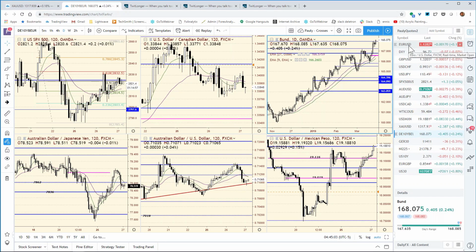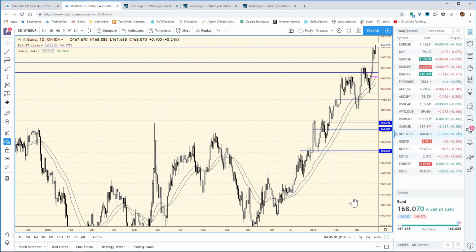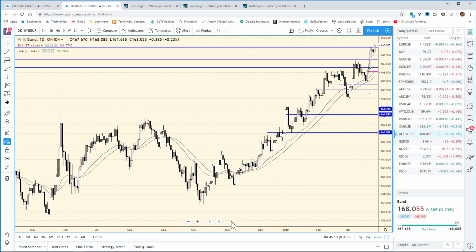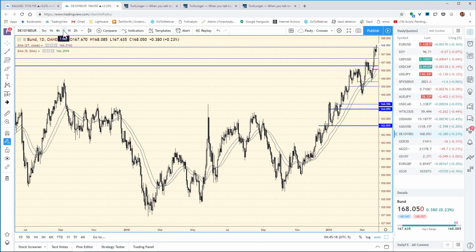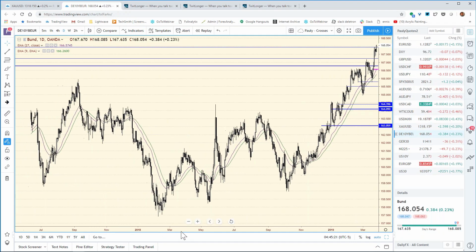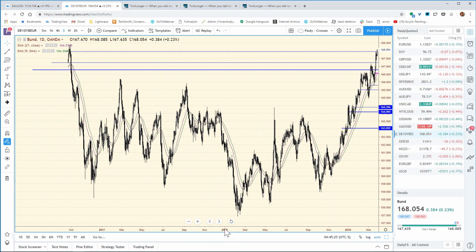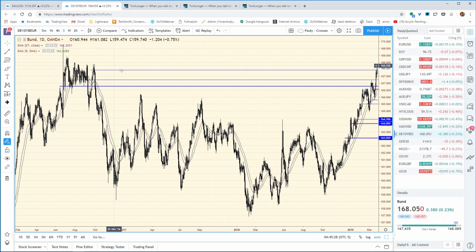The euro's doing okay here at this 1282, but look at this bund. New highs again. Some good resistance right here on a closing basis at 6807. I call it 6809, and really all the way up in here.